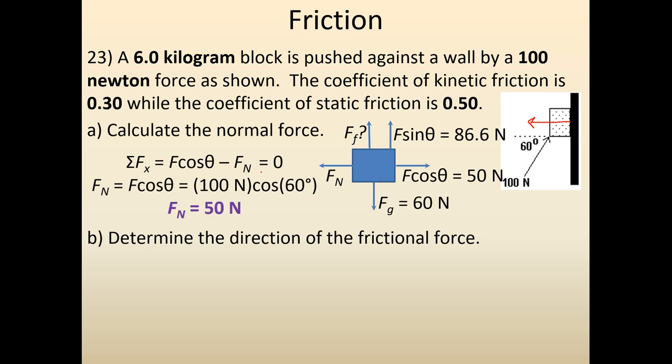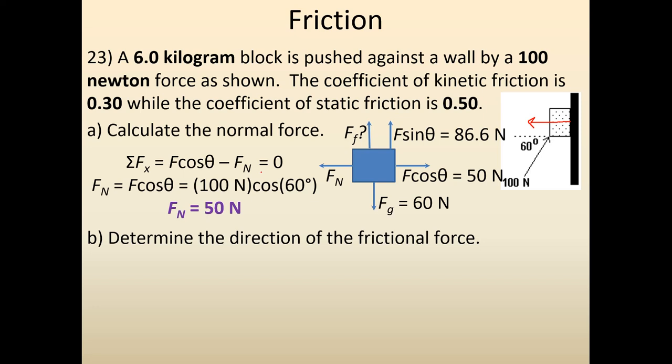Now, part B is where I start actually thinking about what is the direction of the frictional force. Because like I said, I can't solve this without knowing that. So I originally said it's up, but let's see if that's even correct. Let me look at these forces again. So I have a vertical force of 86.6 newtons, and I have a gravitational force of 60 newtons going down.